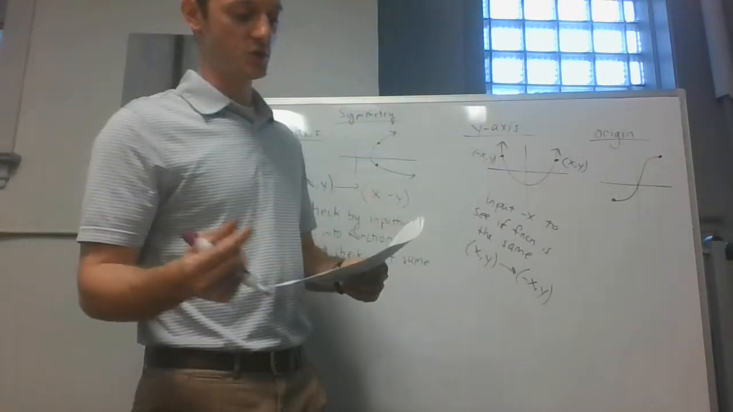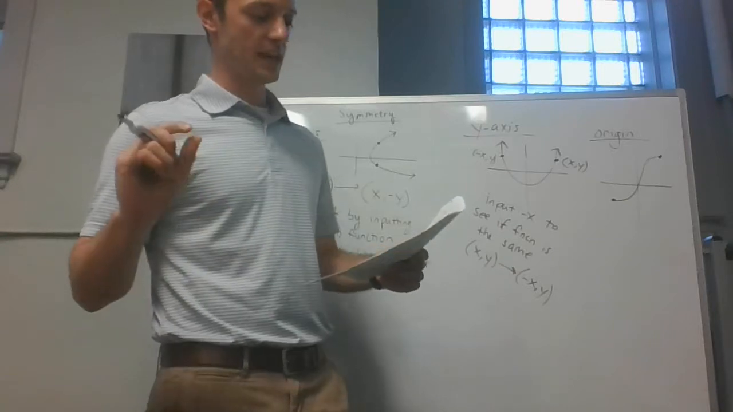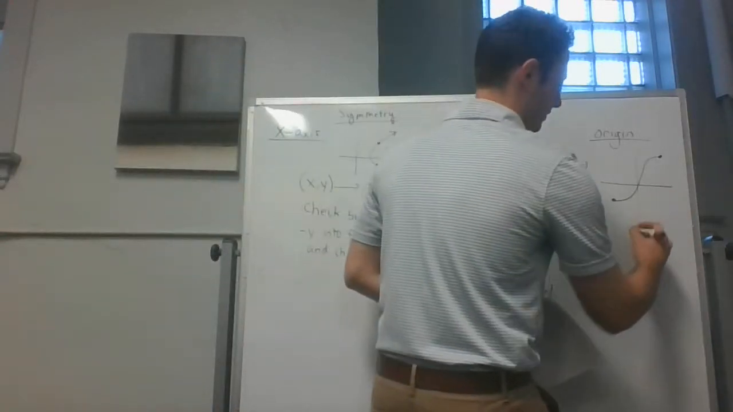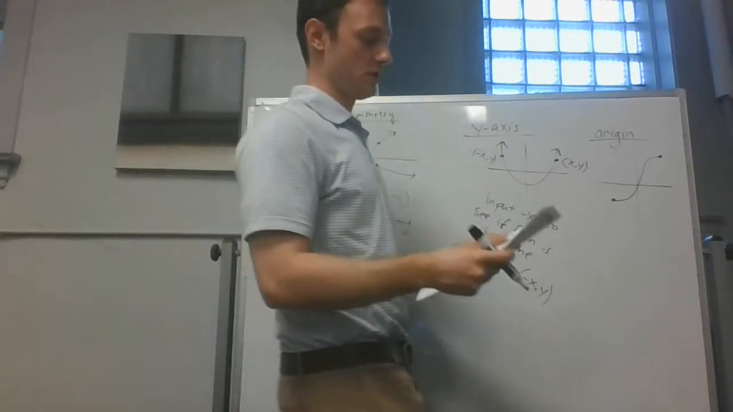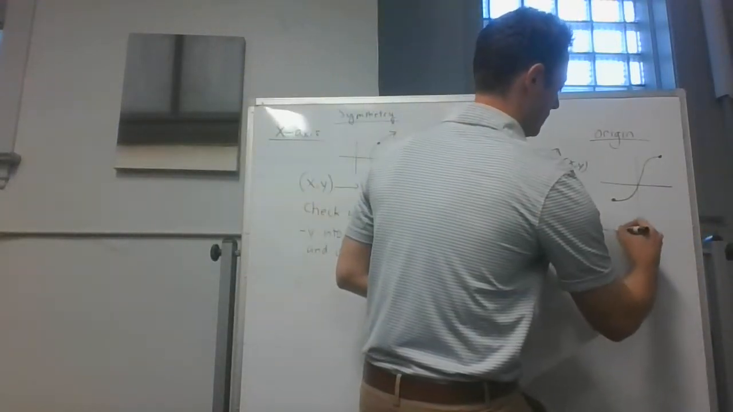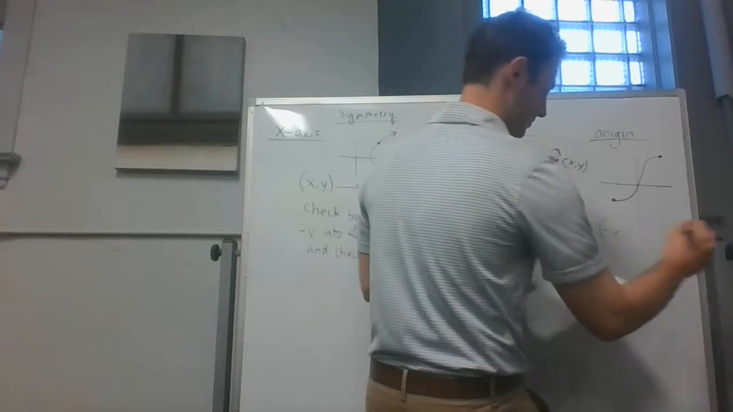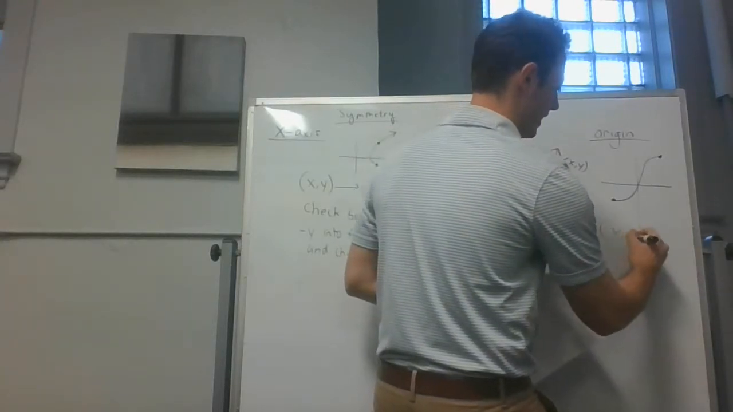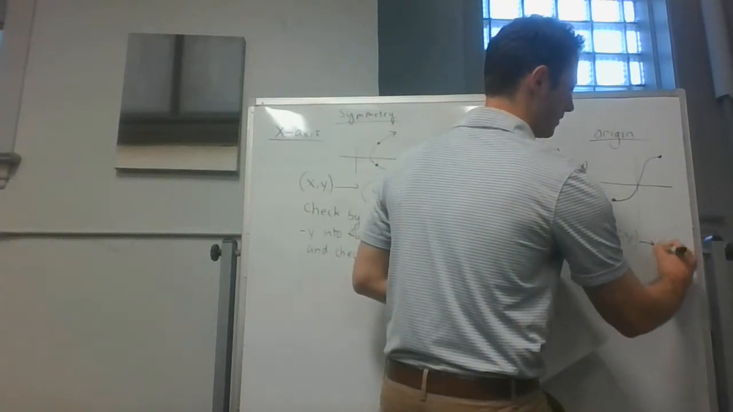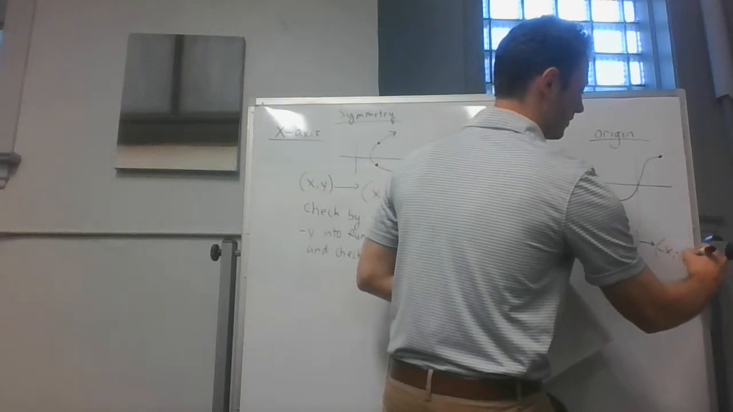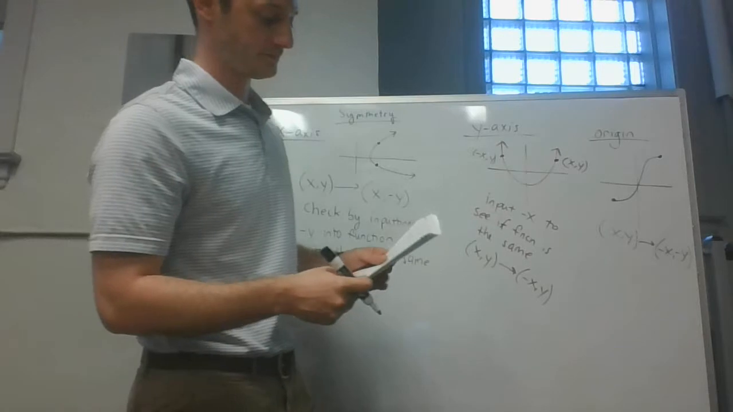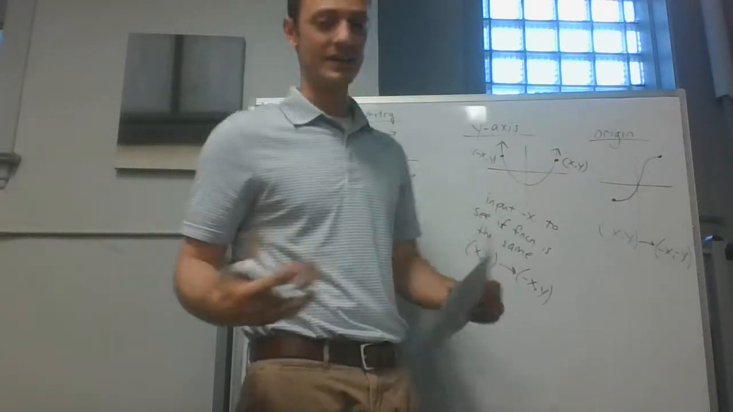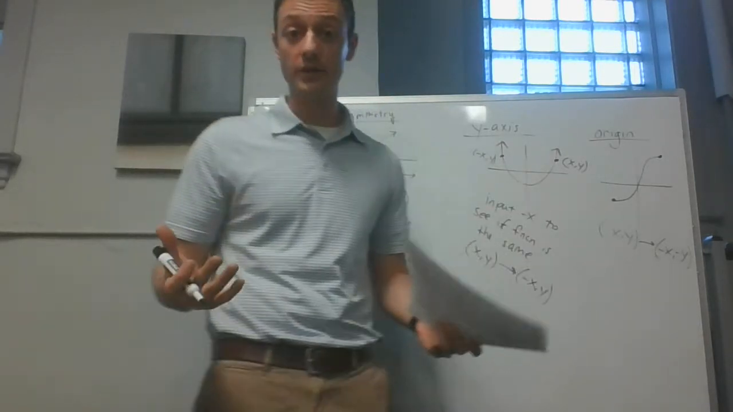And then finally, symmetry about the origin. That's the case where, if xy is on the graph, then negative x and negative y are also on the graph. An example of that would be x cubed, for instance.